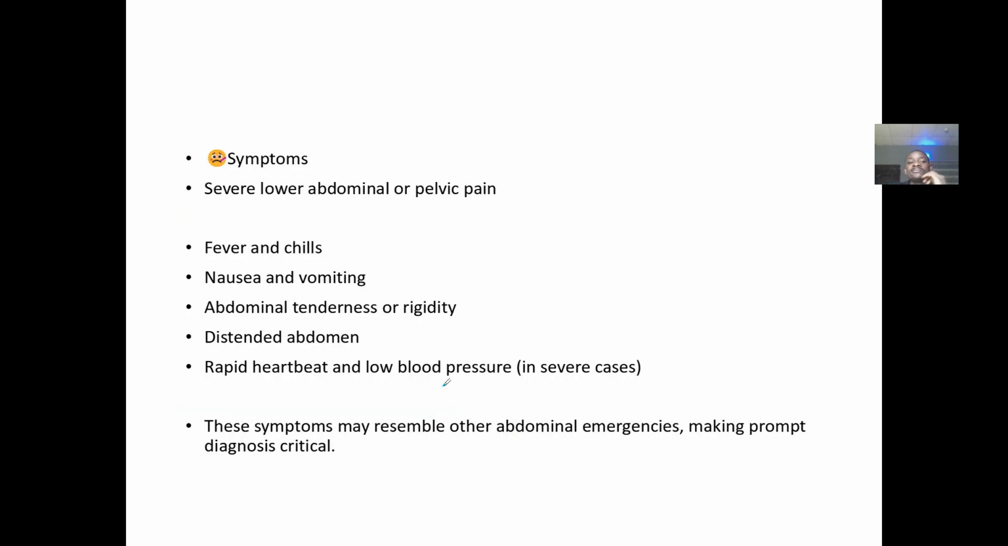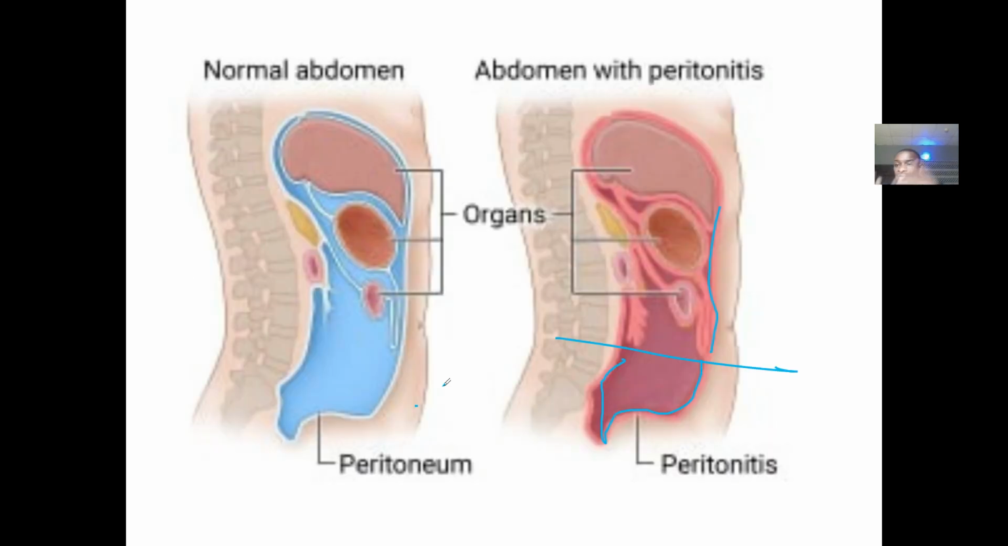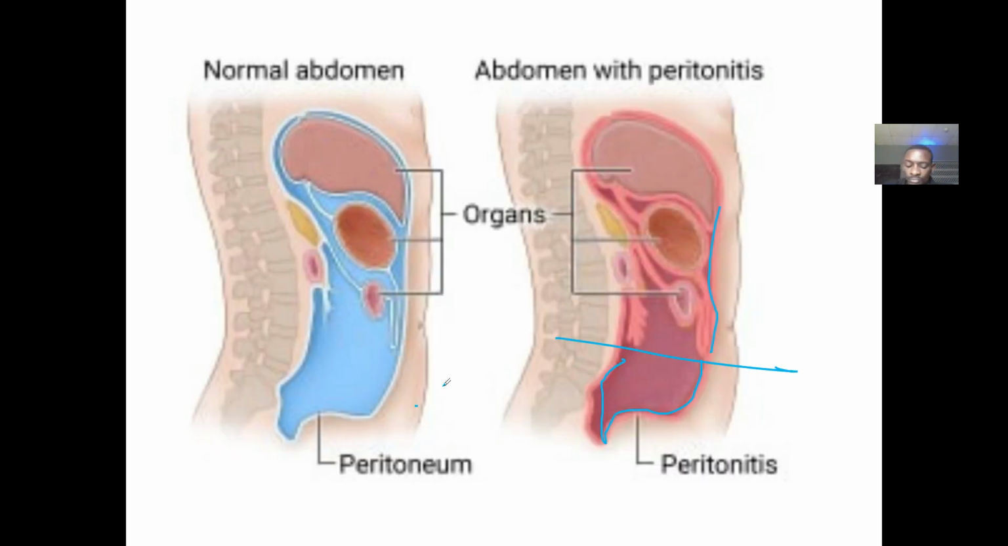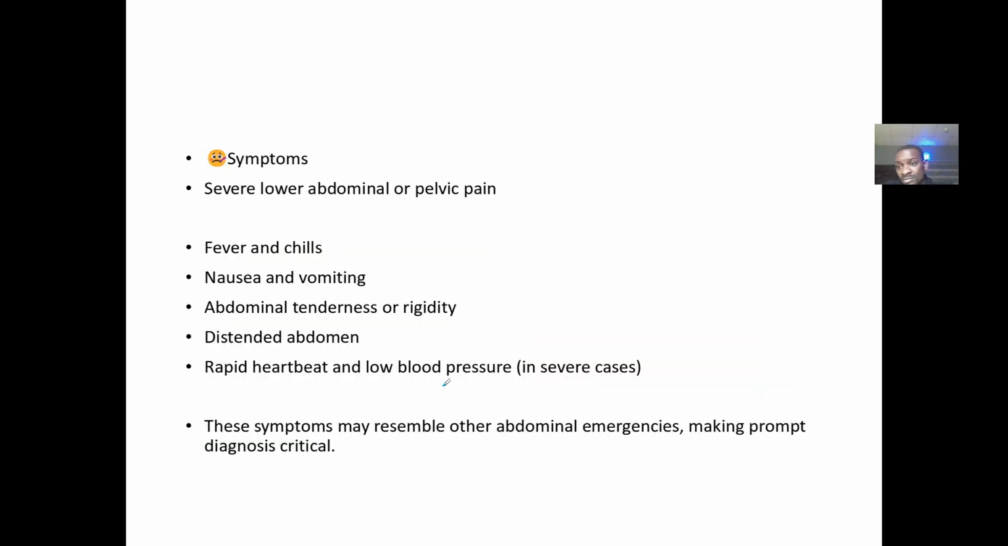Okay, so symptoms: since it's occurring down low, you're having pain on the downside. Fever and chills, as if the infection is getting into the bloodstream, nausea and vomiting. Abdominal tenderness or rigidity, distended abdomen, rapid heartbeat, or low blood pressure.